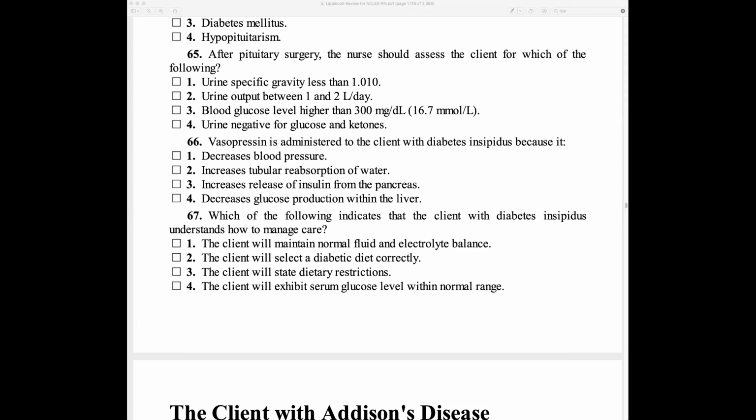All right, guys. Let's take a 5-minute break, and when we get back, we're going to move into Addison's versus Cushing's disease.